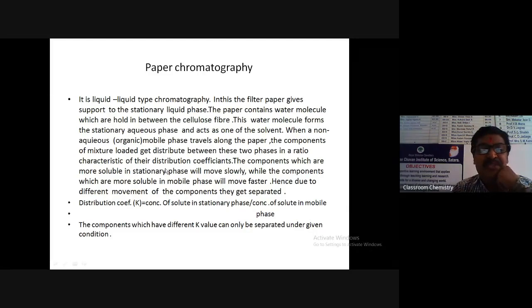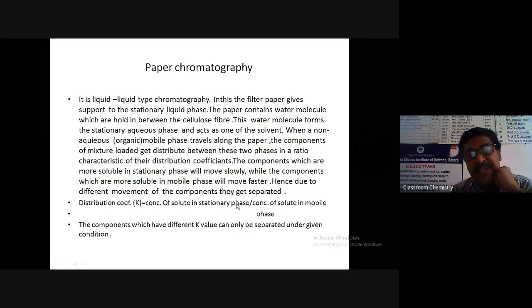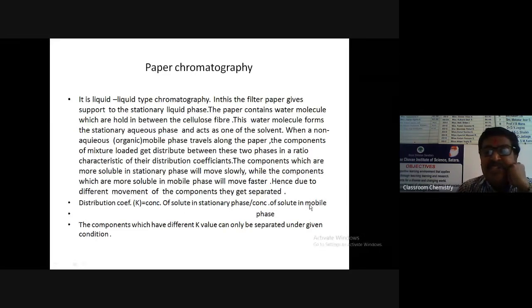Depending upon the distribution coefficient, आपण म्हटलं ना, the components of the mixture get distributed between these two phases in the ratio characteristic of their distribution coefficient. Distribution coefficient म्हणजेच काय? Concentration of solute in stationary phase divided by concentration of solute in mobile phase. So if you take this ratio, concentration of solute in stationary phase divided by concentration of solute in mobile phase, you will get the distribution coefficient.